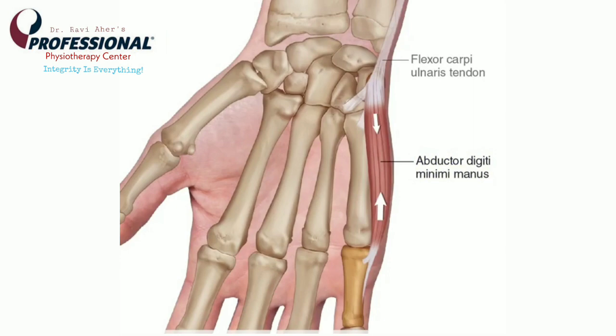The abductor digiti minimi manus attaches proximally into the distal tendon of the flexor carpi ulnaris muscle, as well as the pisiform. From there, it runs distally to attach into the ulnar, the medial side of the base of the proximal phalanx of the little finger, as well as into the dorsal digital expansion of the little finger.